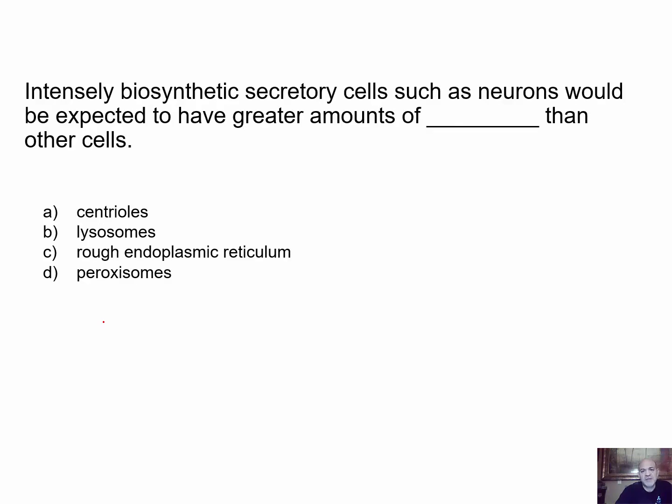Intensely biosynthetic secretory cells, such as nervous cells, would be expected to have greater amounts of blank than other cells would. So when we say intensely biosynthetic secretory cells, we're talking about cells that are producing lots of materials, proteins, for example, that are going to be secreted outwards. So neurons do this. Are they going to have A, a lot of centrioles, B, lysosome, C, rough endoplasmic reticulum, or D, peroxisomes?